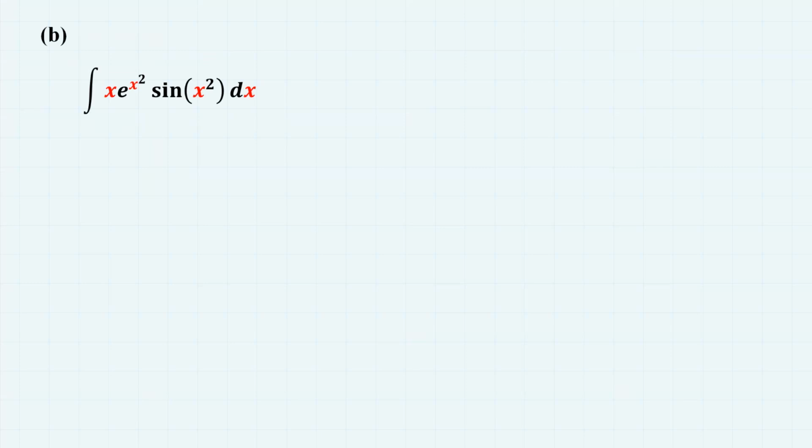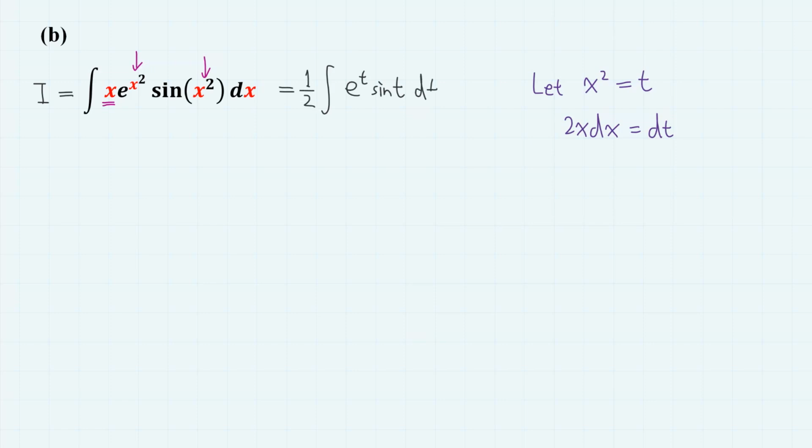And the second one, for this one, the substitution is even more obvious. We have x squared at the exponent and inside the sine function, and we have x here. Therefore, we let x squared as t. Then 2x dx equals dt. So if we let I be the given integral, we have integral of e to the power of t sine t, and the remaining x times dx gives 1/2 times dt.